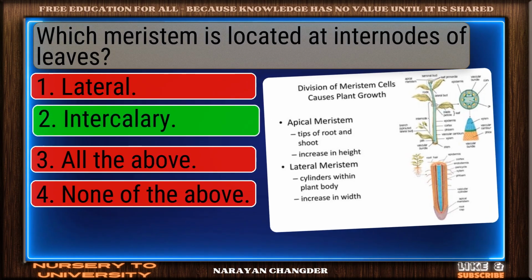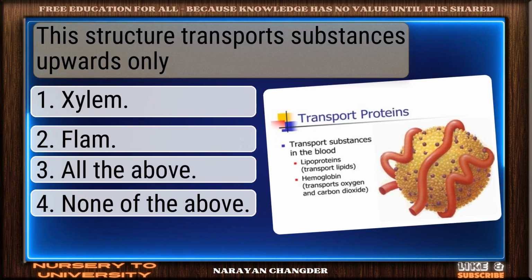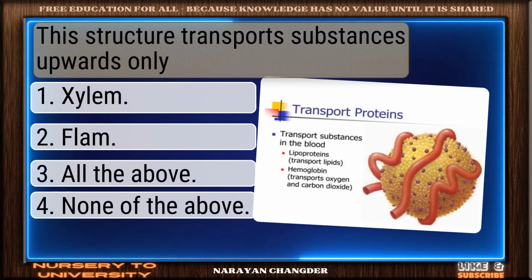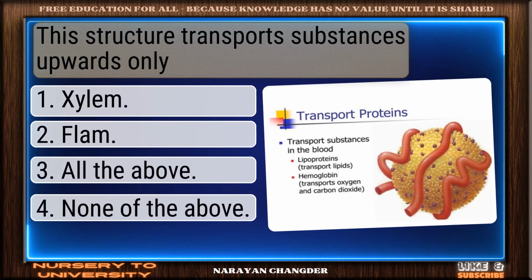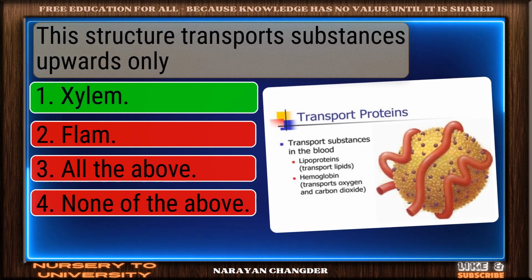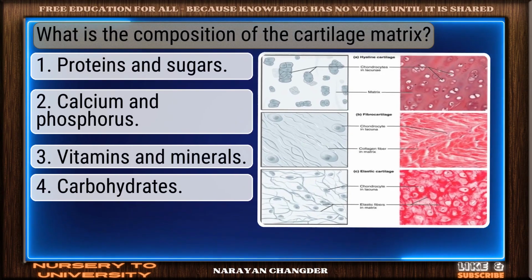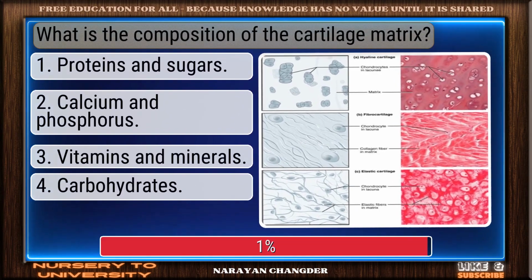Solid response. Intercalary is a valid choice. Question number 70. This structure transports substances upwards only. Valid point. Xylem is true. Question number 71. What is the composition of the cartilage matrix?